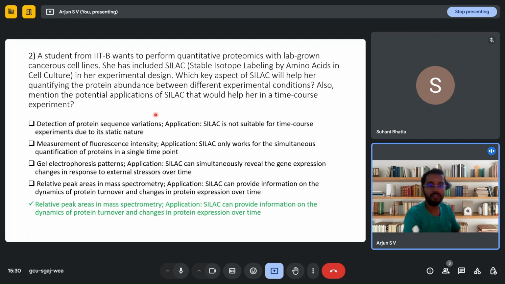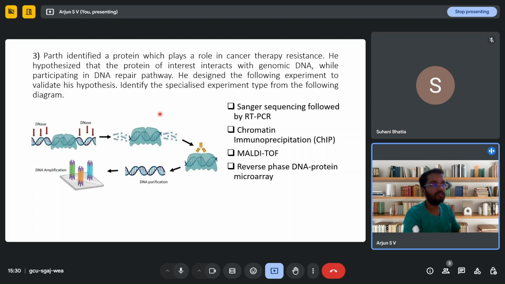So moving on. Question number 3: Parth identified a protein which plays a role in cancer therapy resistance. He hypothesized that the protein of interest interacts with genomic DNA while participating in the DNA repair pathway. He designed the following experiment to validate his hypothesis. Identify the specialized experiment type from the following diagram.